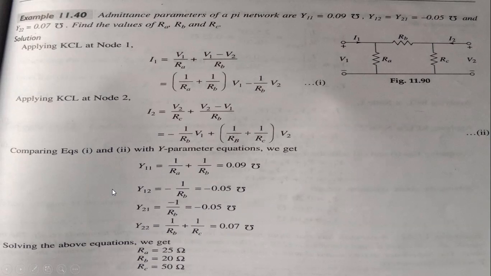So in this way, you can simplify the numerical. You can write the values of RA, RB as well as RC. What is my RA? What is my RB? And what is my RC? By adding all these things.